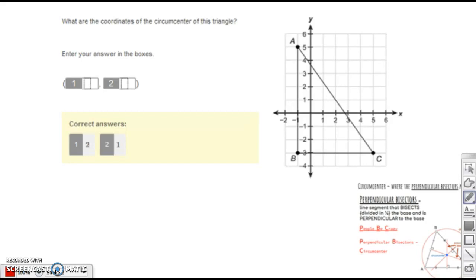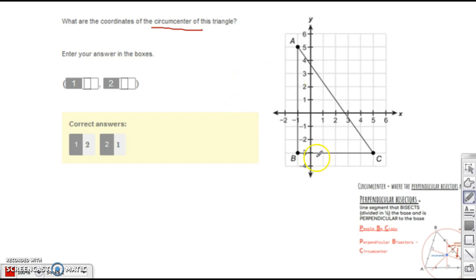Alright, so the next one says, what are the coordinates of the circumcenter of the triangle? Well, this is where you have to go back to your little rap. You have to know what kind of lines create the circumcenter, and you have to be able to draw those. So if you think about our rap, it's people be crazy. That stands for the perpendicular bisectors create the circumcenter. So basically what we need to do is find the perpendicular bisectors. All three of your perpendicular bisectors are going to intersect at the same spot. So as long as you can find 2 of them, then you know where that intersection is at.